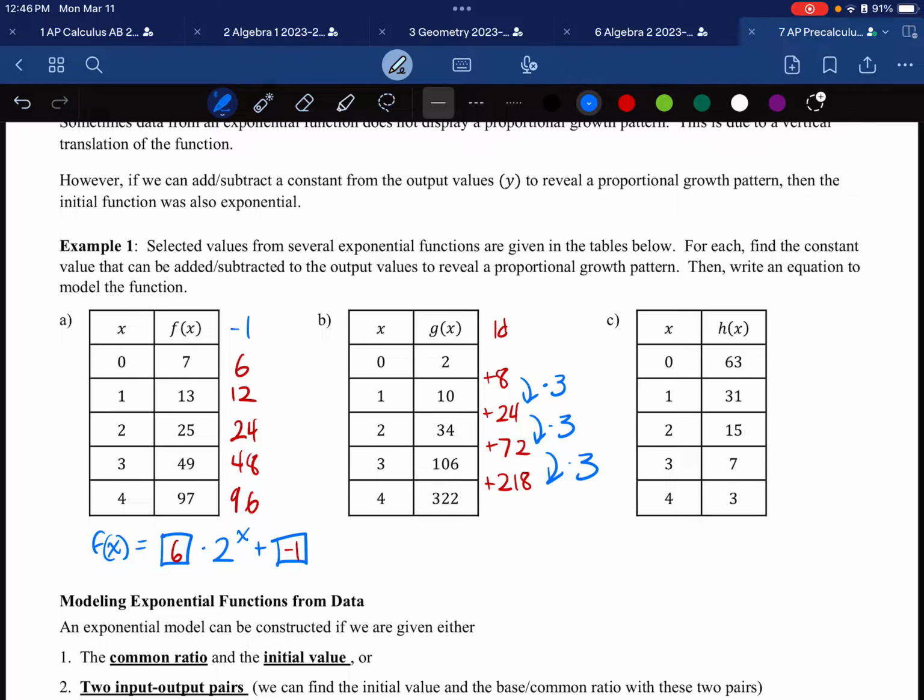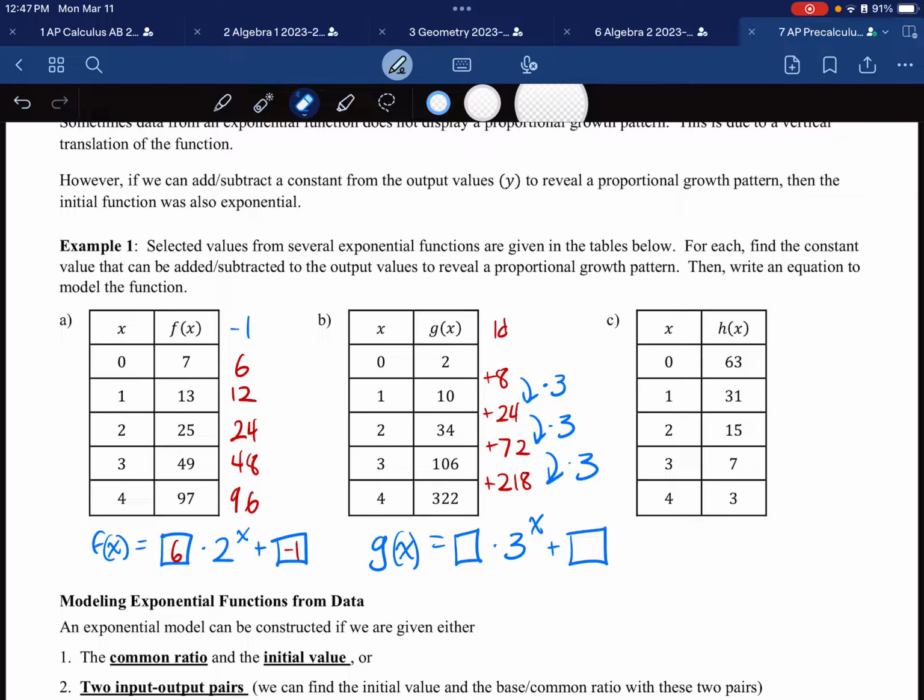So I know that my g of x function is going to have some sort of initial number times my common ratio, 3 to the power of x, and then I'm going to add some sort of number off to the side. All of this work was just to figure out what that common ratio is. Now what I need to do is figure out what sort of vertical shift I have.